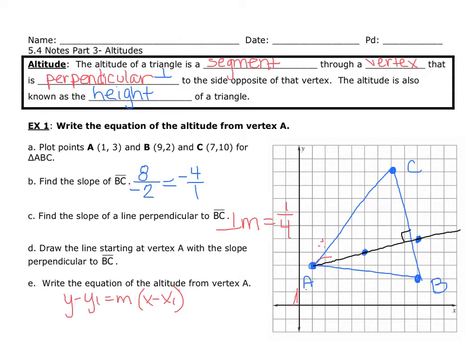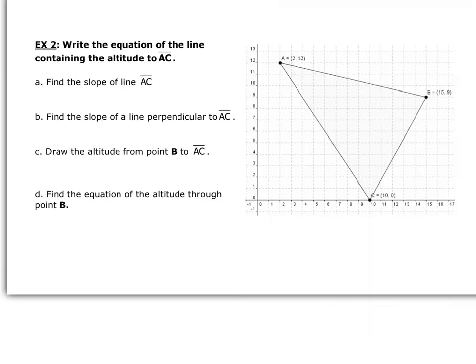So I just have to go y minus the y is equal to the slope of the altitude, which I found to be 1/4, x minus the x. That's it. You are finished. So if you would like to, go ahead and try this one on your own, pause it, and then come back and check and make sure you got your answer correctly.